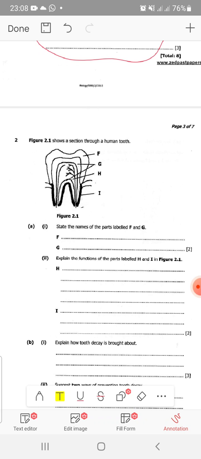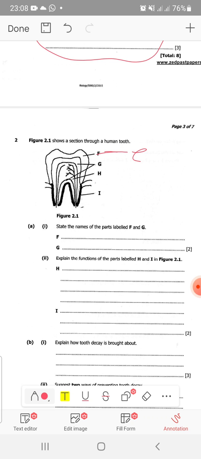If you look at F, F is the enamel. Then G is the dentine. H is the pulp cavity. Then I is the cement.